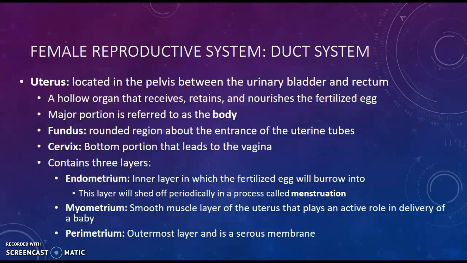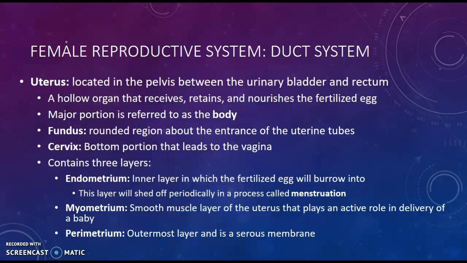This is going to be located in the pelvis between the urinary bladder and the rectum, and it's a hollow organ that's going to retain and nourish the fertilized egg. Your major portion is going to be referred to as the body, the top is going to be referred to as the fundus, and then the bottom is going to be referred to as the cervix, which then is going to be attached to the vagina.